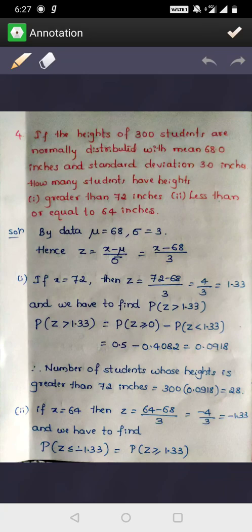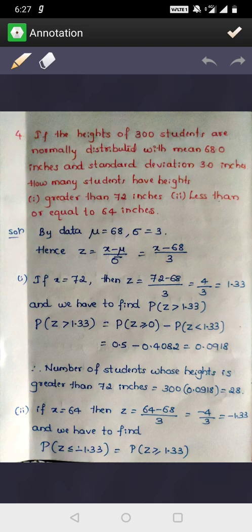In today's class, we are going to solve some more examples on normal distribution. In this next one, if the heights of 300 students are normally distributed with the mean 68 inches and standard deviation 3 inches, how many students have heights greater than 72 inches, less than or equal to 64 inches?